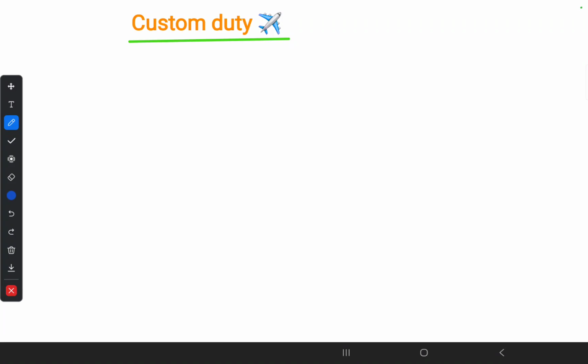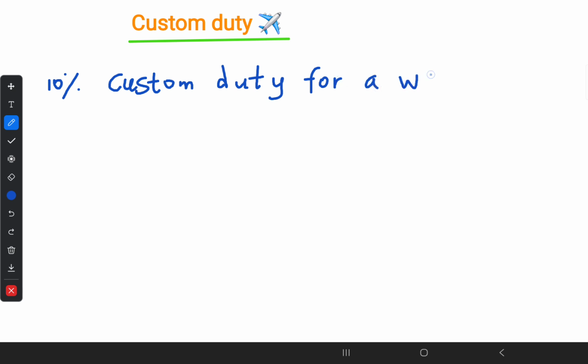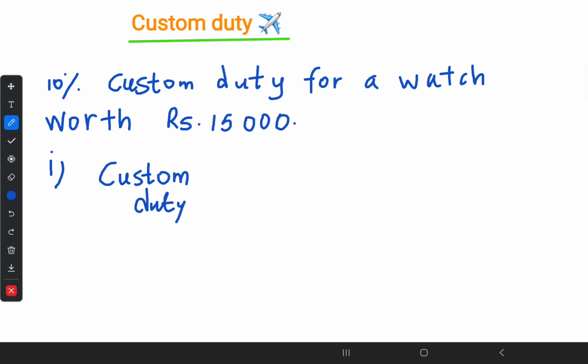Introduction is fine. Now let's come to the question. The question would be, if custom duty is 10% for a particular product. Now let's think about that product as a watch. Custom duty for a watch worth, okay, the question is 10% custom duty for a watch worth 15,000 while exporting that to our country.